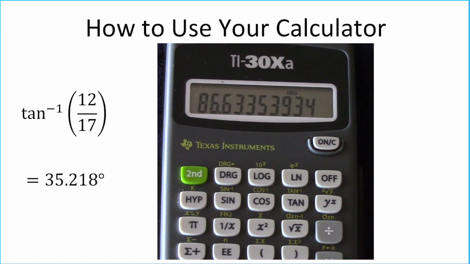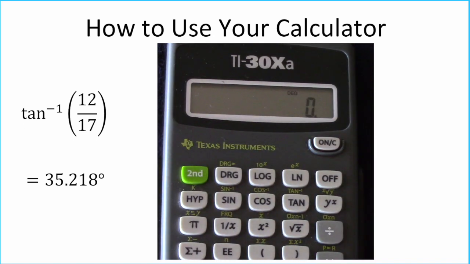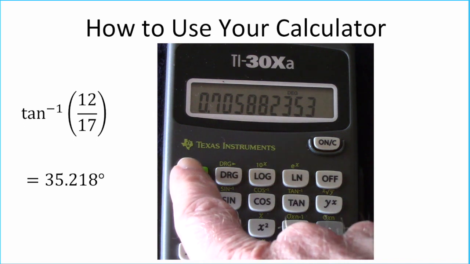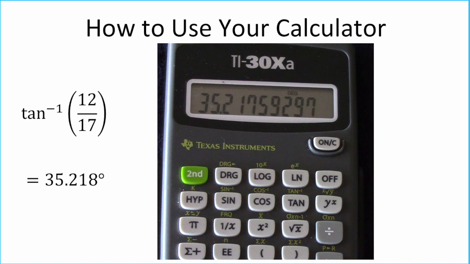So what went wrong here? What happens with this calculator a lot is you need to use the equal sign at certain points. So if I go 12 divided by 17 and hit equals, now it's going to find the inverse tangent of that decimal. Instead, it probably just found the inverse tangent of 17 on the last one. Now when we hit second tangent, there's our answer. That rounds to 35.218 degrees.